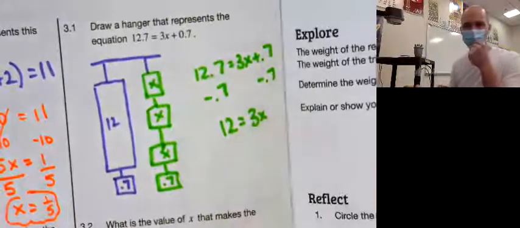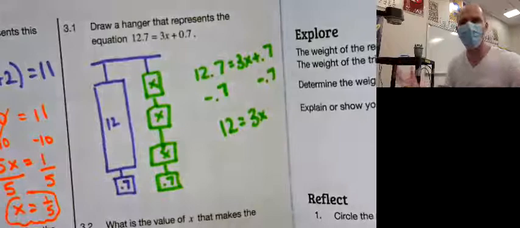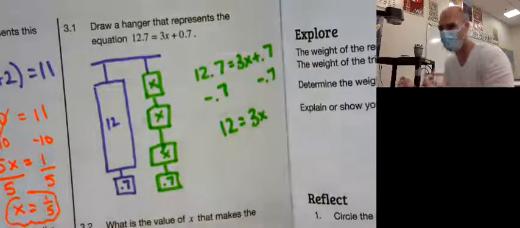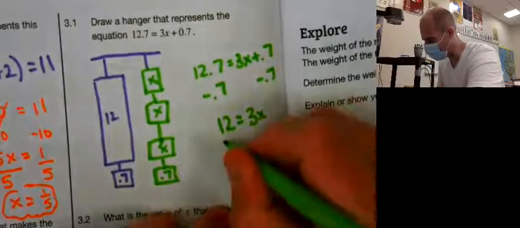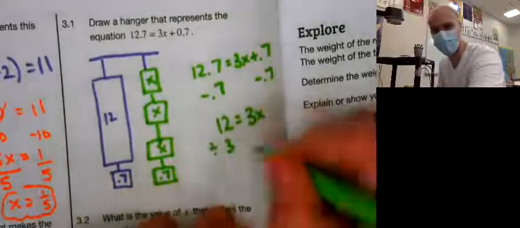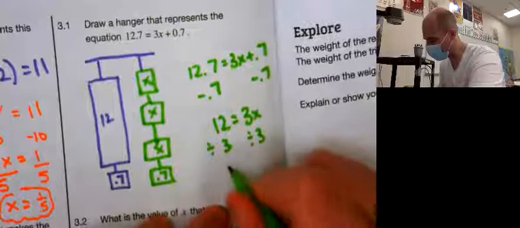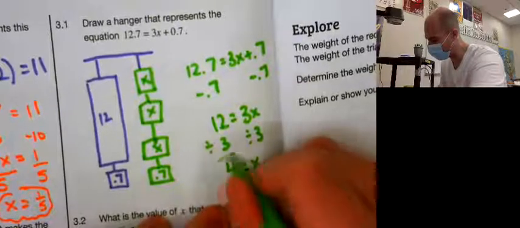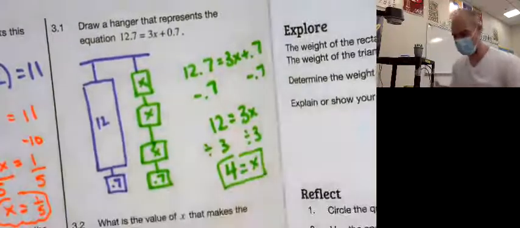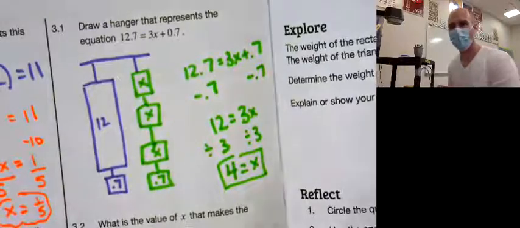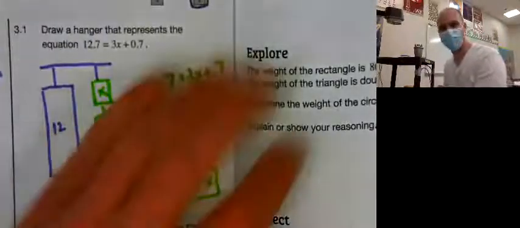And so in your head, you probably said, okay, well, let me just figure out what goes into 12 3 times. Let me divide 12 by 3. That's exactly what we're going to do. We're going to divide the 12 by the 3, but we have to do it to both sides. And what's left is 4 equals x. So there's your solution, or your number that makes the equation true in this case.